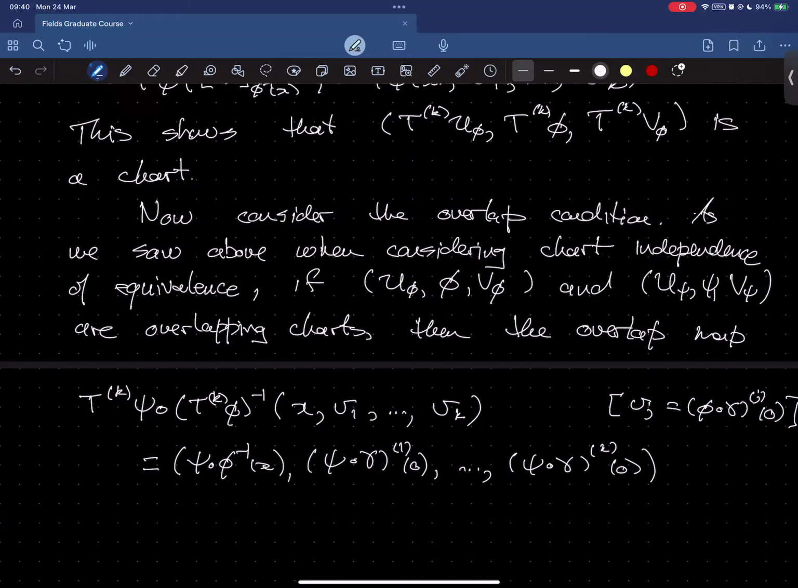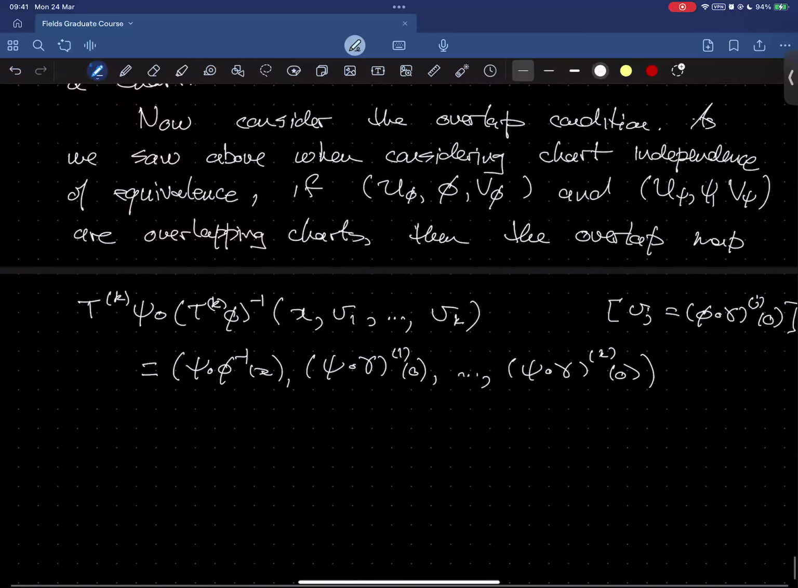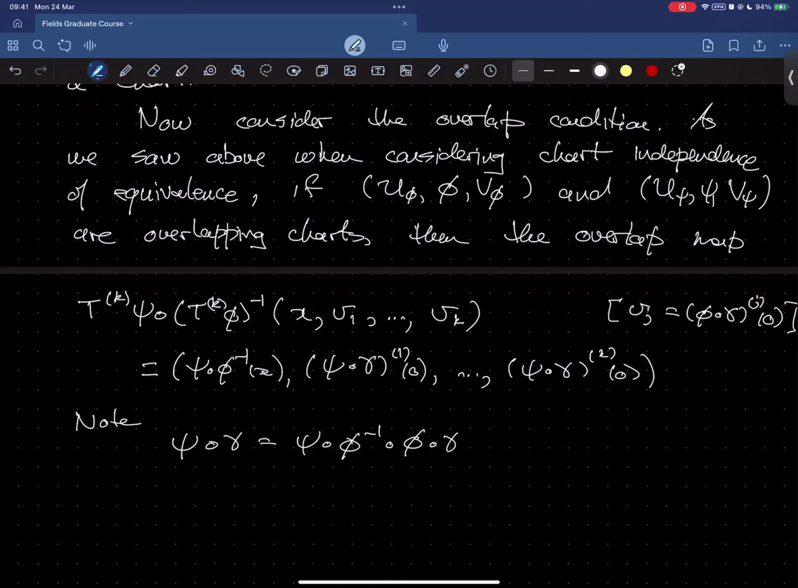But that doesn't give you enough information to prove, for example, that it's a diffeomorphism. So let's expand that a little bit. We do the same thing as we did previously. You do this chart insertion business where you stick a phi composed with phi inverse in between the psi and the gamma. So note psi composed with gamma is psi composed with phi inverse composed with phi composed with gamma.